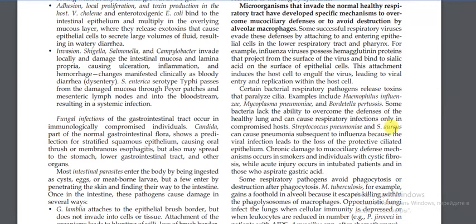Streptococcus pneumoniae and Staphylococcus aureus can cause pneumonia subsequent to influenza because the viral infection leads to the loss of protective ciliated epithelium, as I said before. So all viral infections cause contamination by other bacteria. Chronic damage of the mucociliary defense mechanism occurs in smokers and individuals with cystic fibrosis, as we discussed.